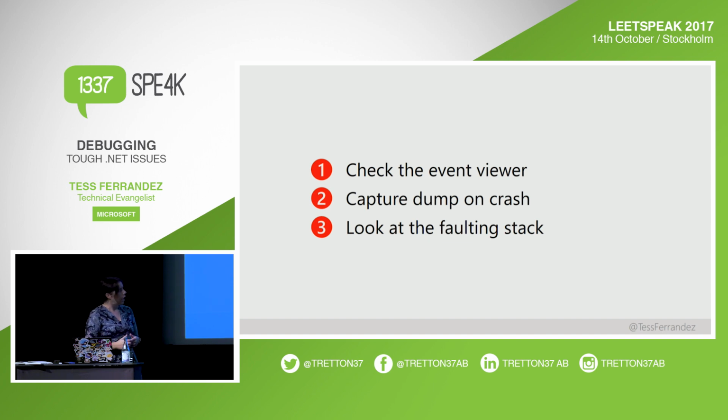So I've reduced it down to 3 very simple steps. Check the event viewer. It gives a lot of information. And then capture a dump on the crash, and then look at the faulting stack, because there's always going to be a faulting stack when you have a crash.